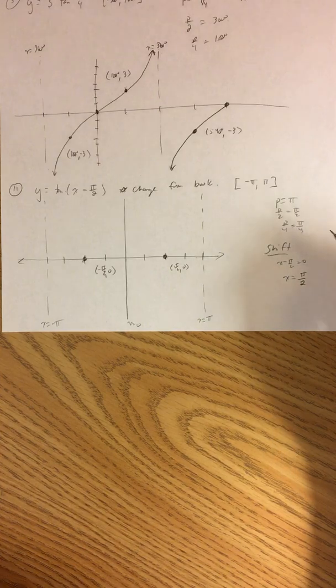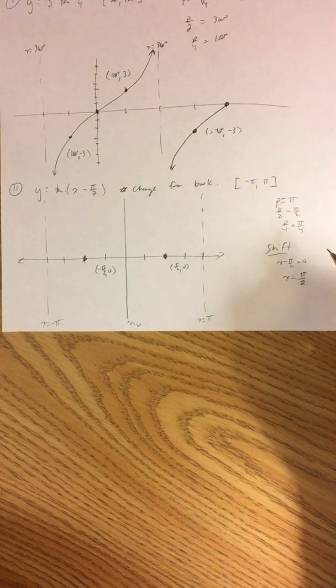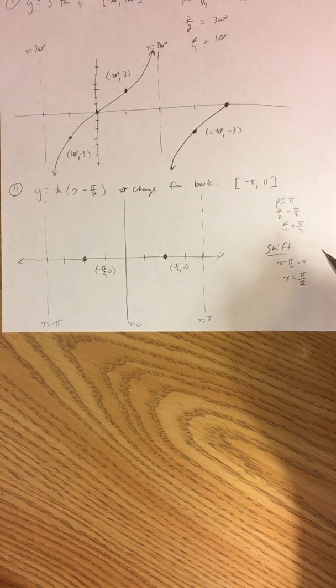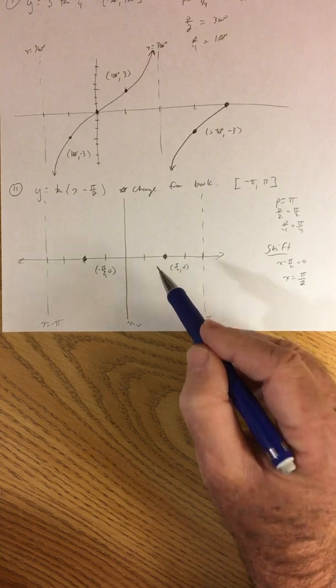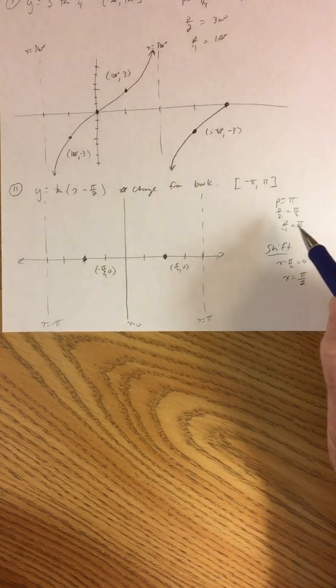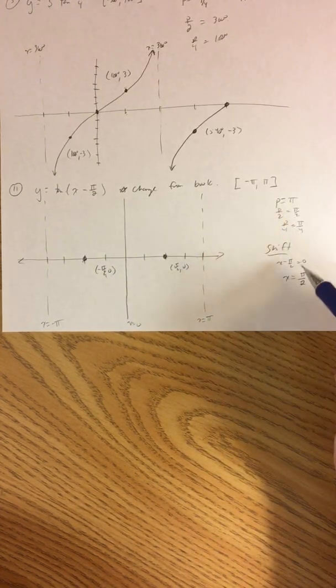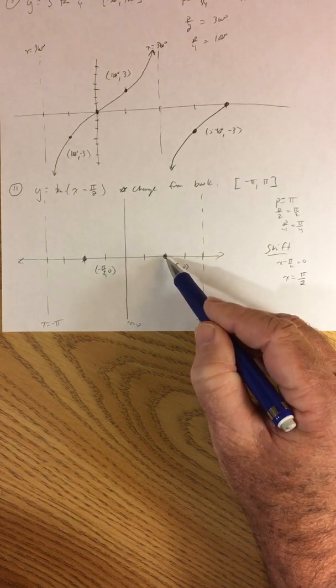Okay, just a review on that. For the tangent and cotangent type graphs, the first thing you do is figure out what the period is. In this case, it didn't change. Then you figure the shift. Now for the tangent graph, the shift is the critical point.